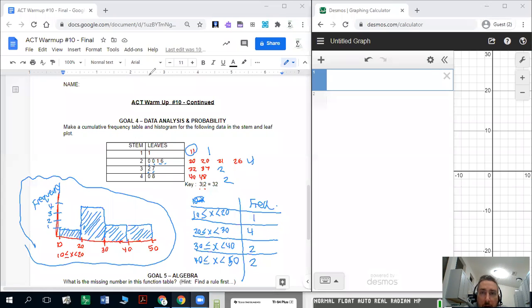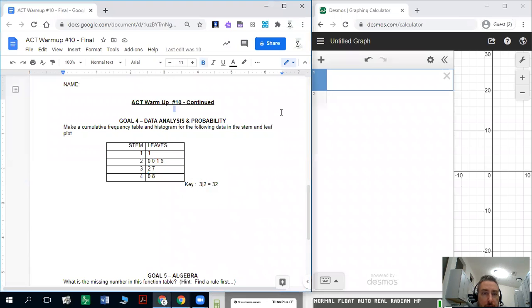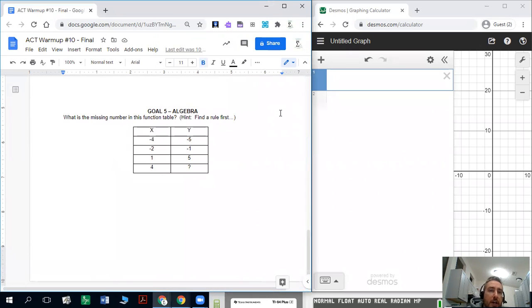Okay, clear that off. Number 5, next. What is a missing number in the function table? Hint, find a rule first. All right, let's see what's going on. So we got -4 to -2 to 1 to 4, -5, -1, 5.